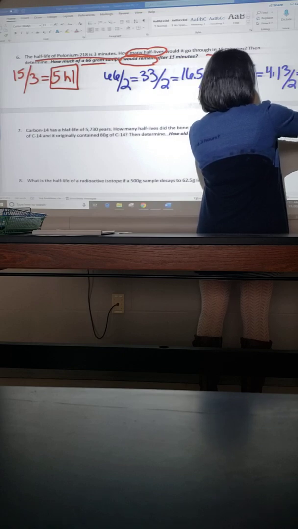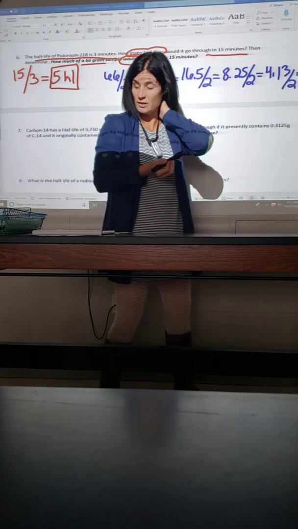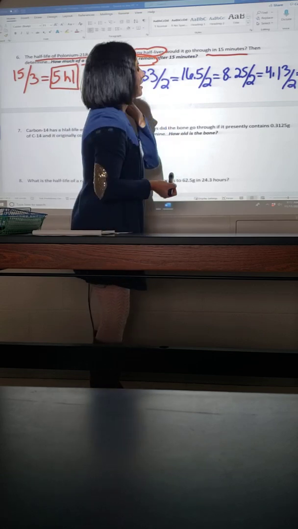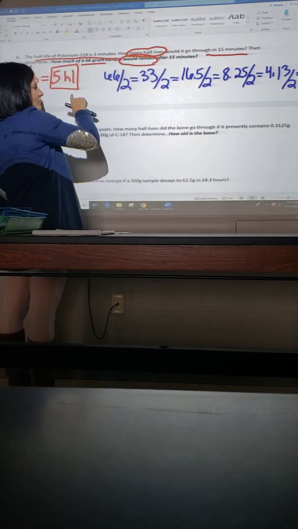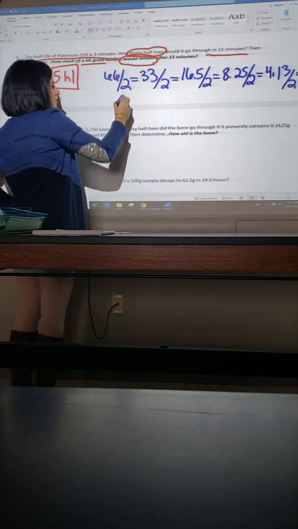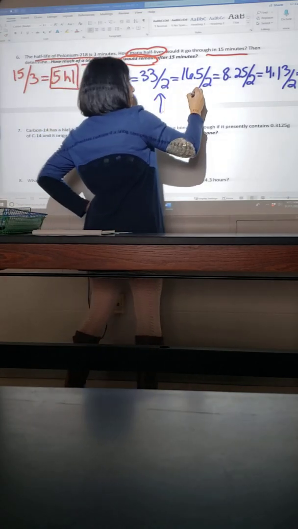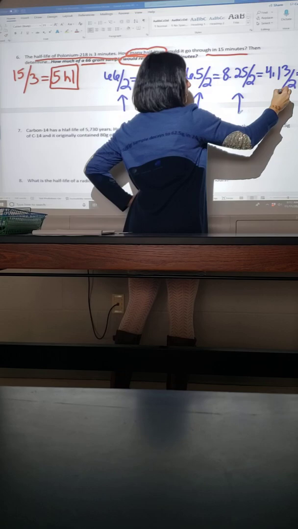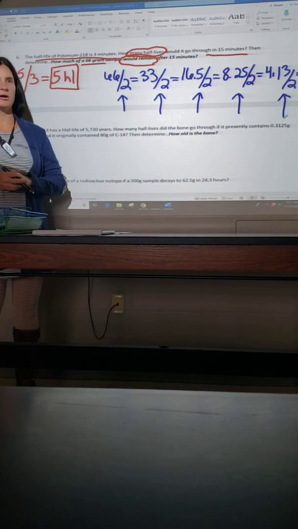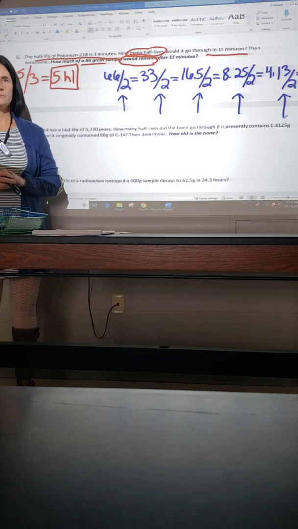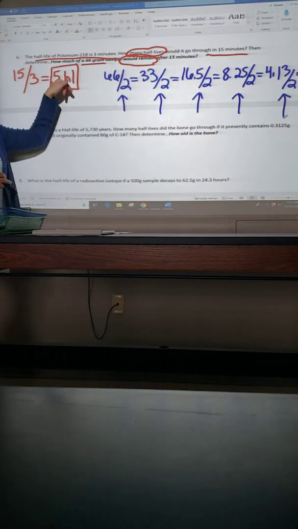So maybe like 2.1-ish. Will that work? Okay, so let's double check. I'm going to make sure I divided by 2 five times. That was 1 division, another, 3rd, 4th, 5th. Every time I see divide by 2, I put my arrow. And I better have 5 of them to reach my 5 divisions I needed to take.